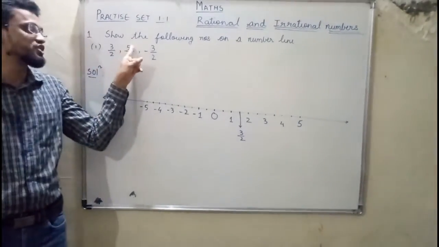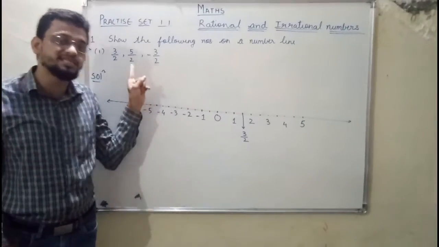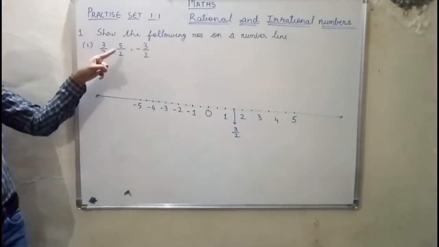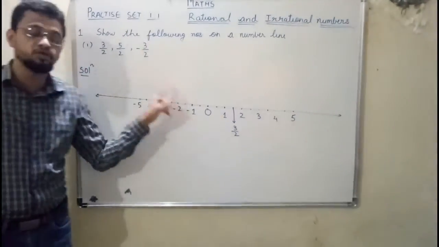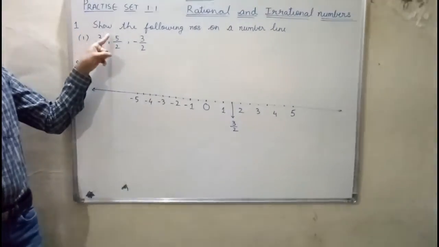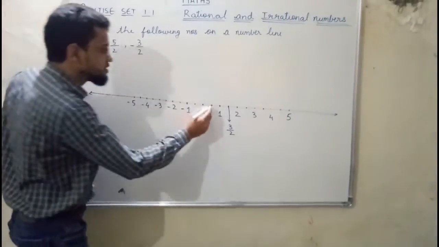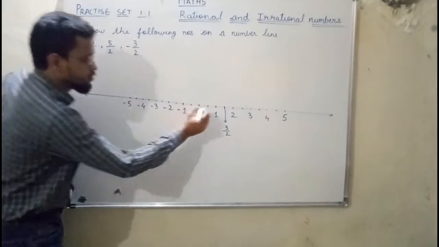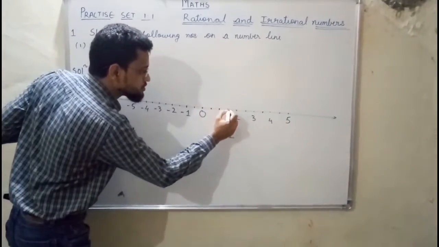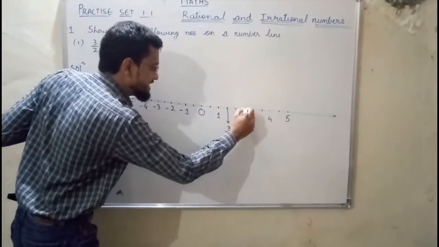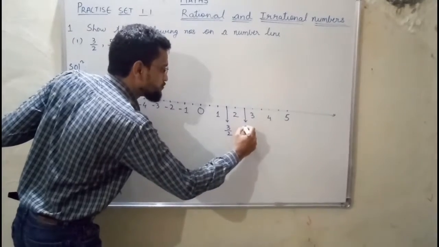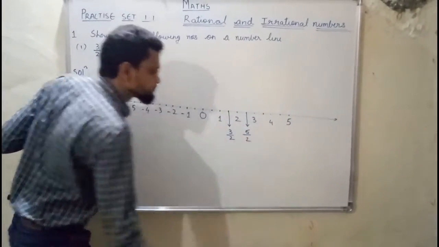Now the next number is 5 upon 2. We have to place this number on the number line. Again the denominator is 2, so we have divided it into 2 equal parts. The numerator is 5, so from 0 we will count up to 5: 1, 2, 3, 4, 5. This number will be 5 upon 2.